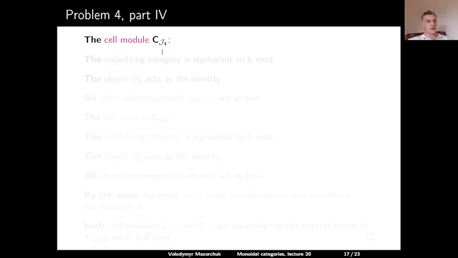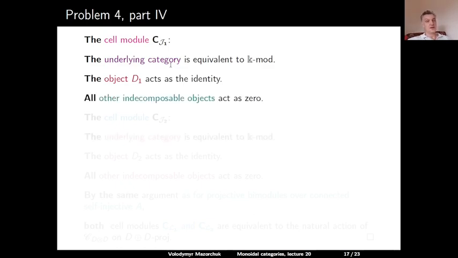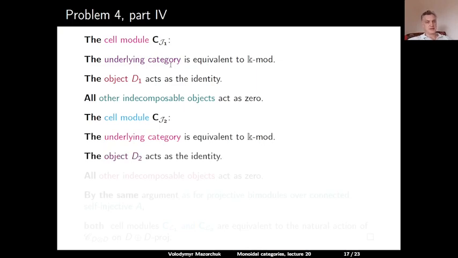For the left cell J1, the underlying category of the cell module is equivalent to vector spaces, on which the object D1 acts as the identity, and all other indecomposable objects in our monoidal category kill this cell module. Similarly, for the cell module corresponding to the left cell J2, the underlying category is vector spaces. The object D2 acts as the identity, while all other indecomposable objects act as 0.